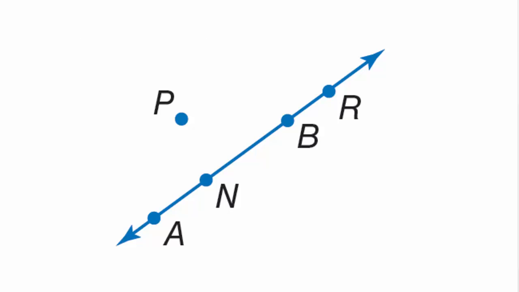Let's take a look at this figure here. We've got a line with 4 points on it, A, N, B, and R. We've also got another point that is not collinear to those 4 points. That point is P. If we look at N, we can say that point N is between A and B. If we look at point B, we can say it is between N and R.